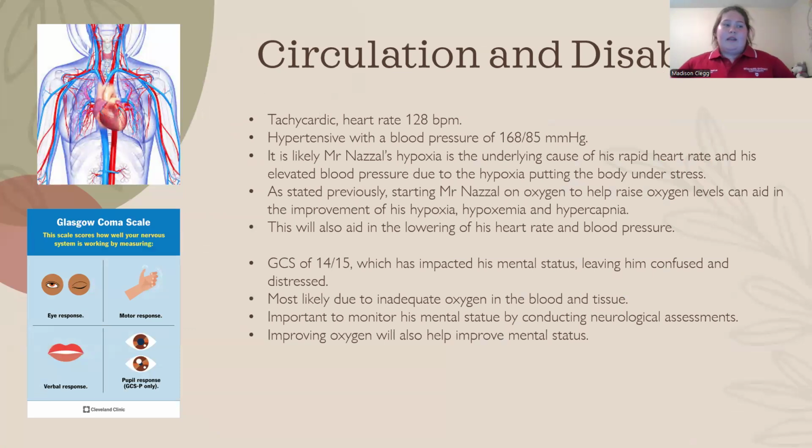So he's presenting with sinus tachycardia with a heart rate of 128 beats per minute. And he is also experiencing hypertension with a blood pressure of 168/85. So due to the low levels of oxygen in the tissue, Mr. Nazal is hypoxic, which is most likely the underlying cause of his rapid heart rate and elevated blood pressure as his body is undergoing stress because of it. So these symptoms have influenced my decision making and have aided in the choice of clinical intervention.